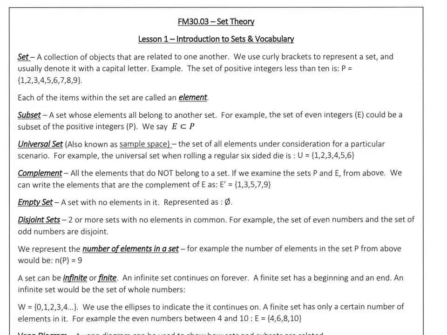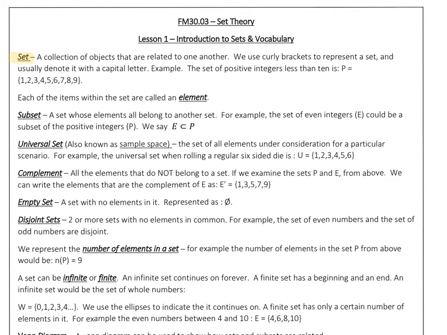Before we get going too far, we're just going to run through several definitions and what they mean. A set is a collection of objects that are related to one another in some way. We use curly brackets to represent a set, and we usually denote a set with a capital letter. For example, the set of positive integers less than 10 would be P = {1, 2, 3, 4, 5, 6, 7, 8, 9}.